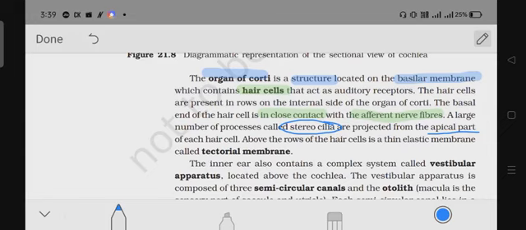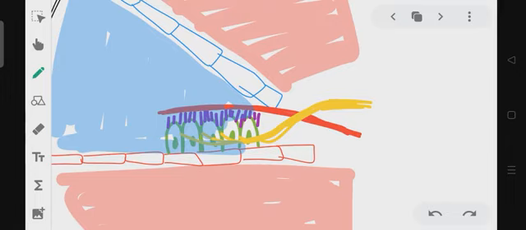These hair cells are arranged in rows. Above these rows, the stereocilia are attached to an elastic membrane known as the tectorial membrane. So this is a diagram in which you can clearly see the basilar membrane, the Reissner's membrane, and the green colored hair cells attached on the basilar membrane. This whole structure together is called the organ of Corti.